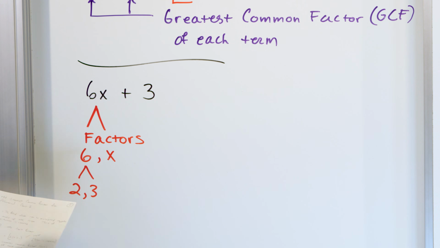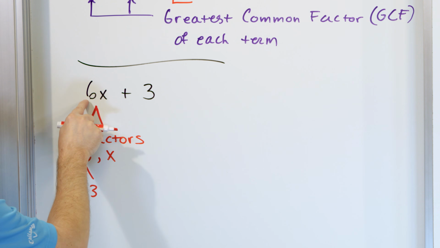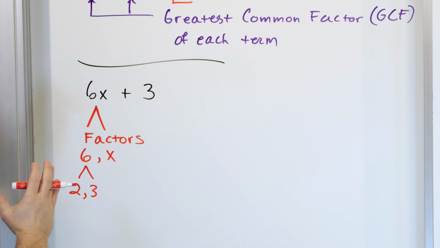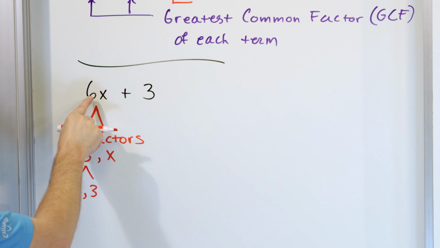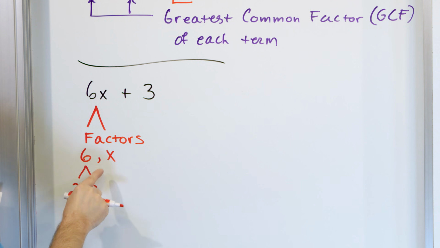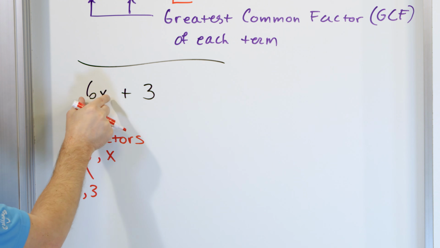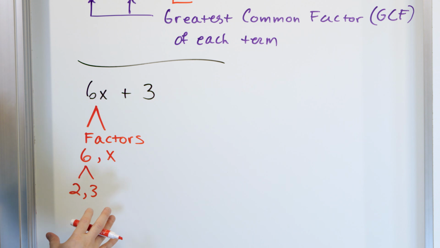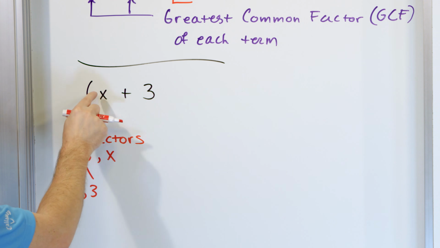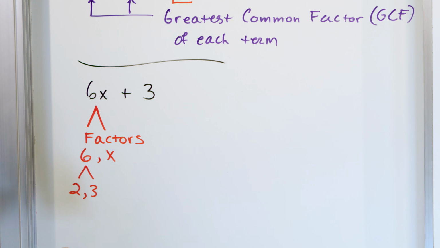So you see that when I really look at this first term, the factors that can be multiplied together to give me 6x really are everything at the bottom of this tree: 2 times 3, which gives me 6, times x. That is really what we call the factor tree, right? 2 times 3 times x will give me 6x, right? So these are the factors that matter here.